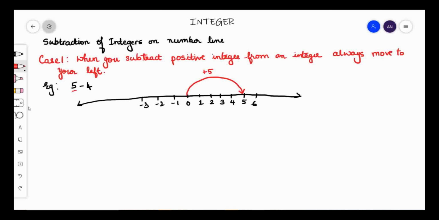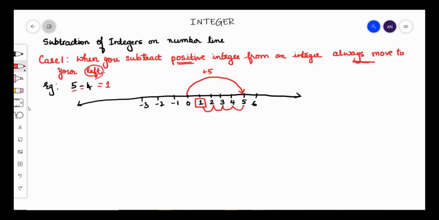Now we are supposed to subtract 4 from 5. So what it has said: when you subtract a positive integer from an integer, always move to your left. So I have to move to my left. From here, I have to go how much? Minus 4 times. So 1, 2, 3, 4. So the answer is 1. So 5 minus 4 is equal to 1. This is how we represent it when you subtract a positive number from a positive integer.